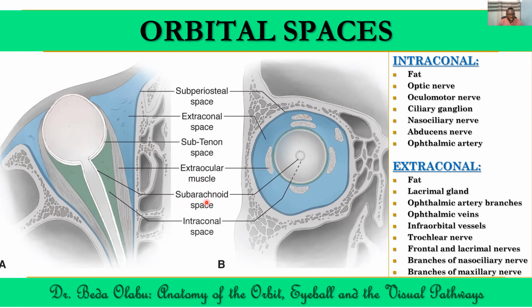We have the subarachnoid space. The subarachnoid space will be the space around the optic nerve itself, because remember, optic nerve is covered by dura mater, arachnoid mater, and pia mater, and so there is a subarachnoid space there which contains CSF.